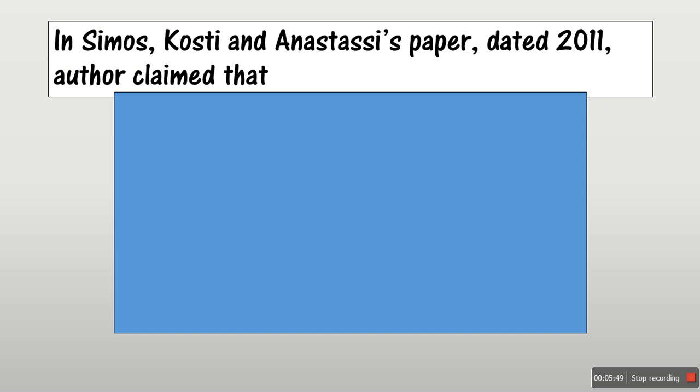So in this research paper by Simos, Kosti, and Anastassi, the authors claim that the Runge Kutta method has an algebraic order p if the difference, which is the new value minus the old value, is the truncation error.